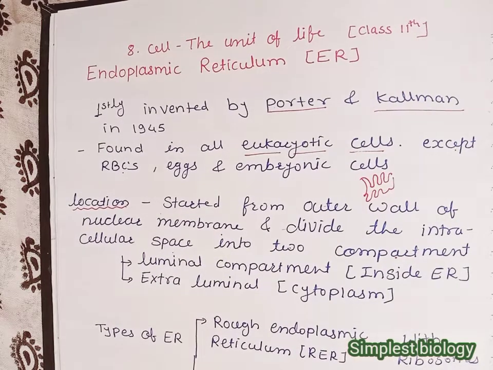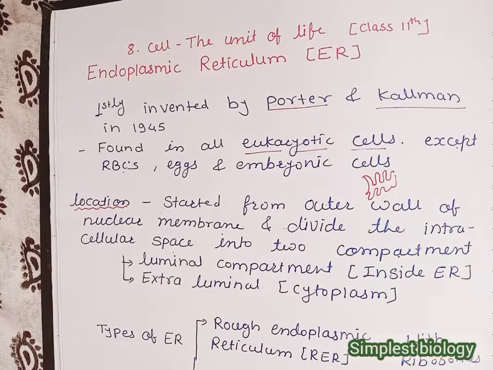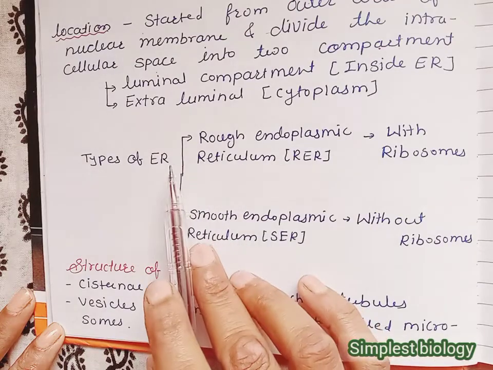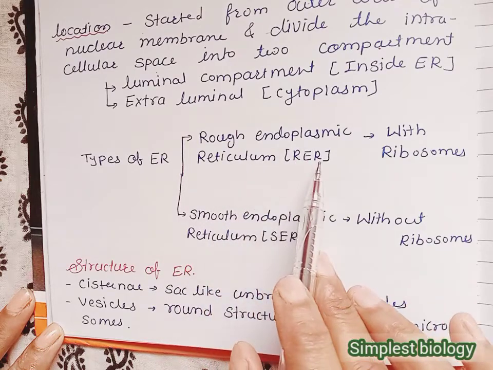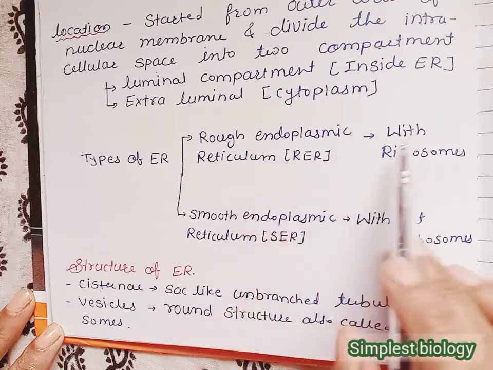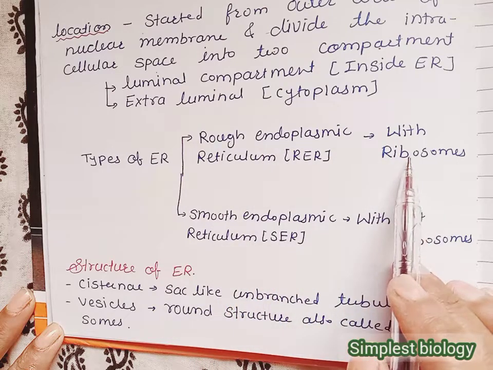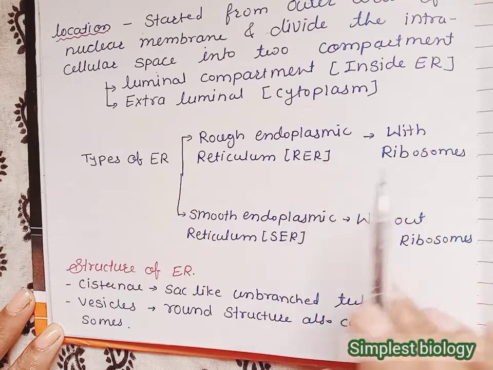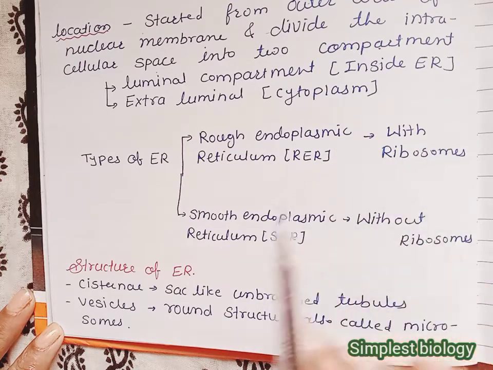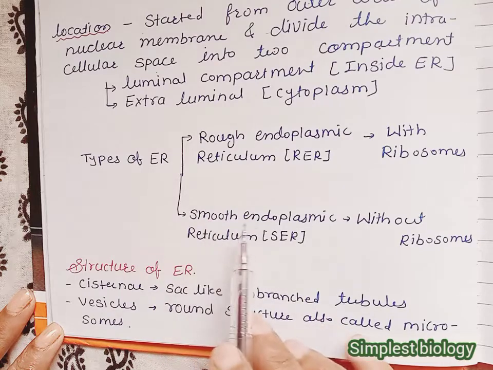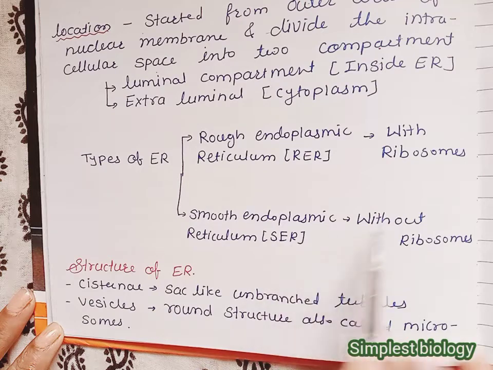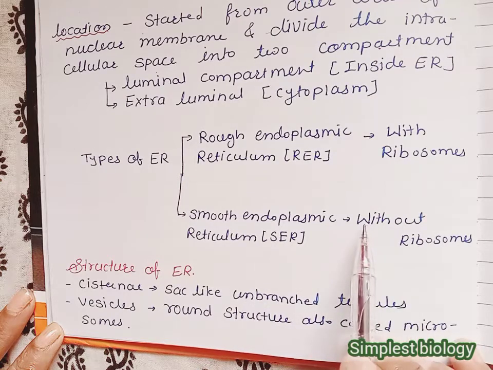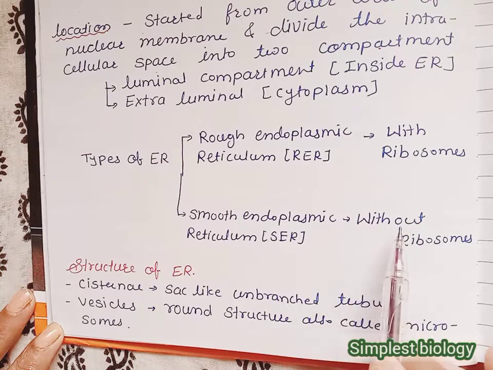Types of endoplasmic reticulum: it is mainly divided into two types. The first is rough endoplasmic reticulum, which we call RER. We call them rough because the ribosomes are attached to the wall of the endoplasmic reticulum, so the structure looks rough. The second one is smooth endoplasmic reticulum, also called SER, and it is without ribosomes, meaning its wall is smooth and ribosomes are not attached to it.